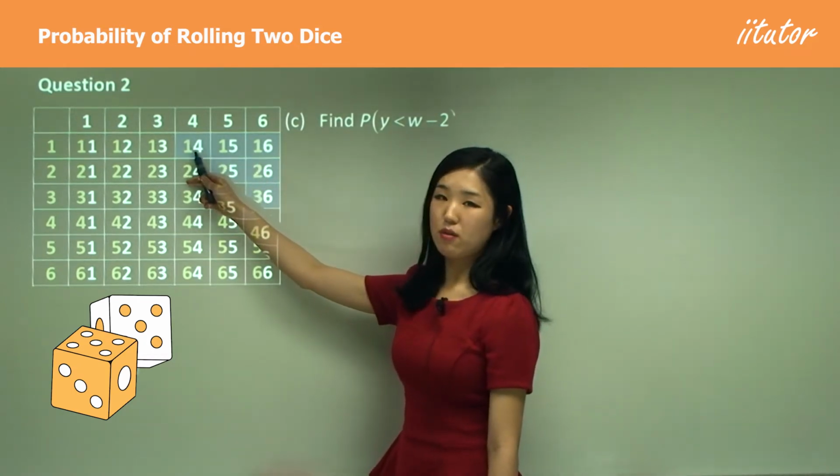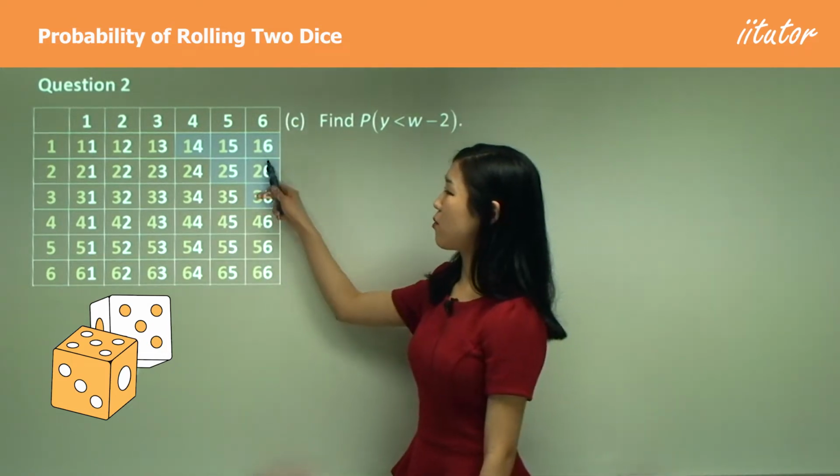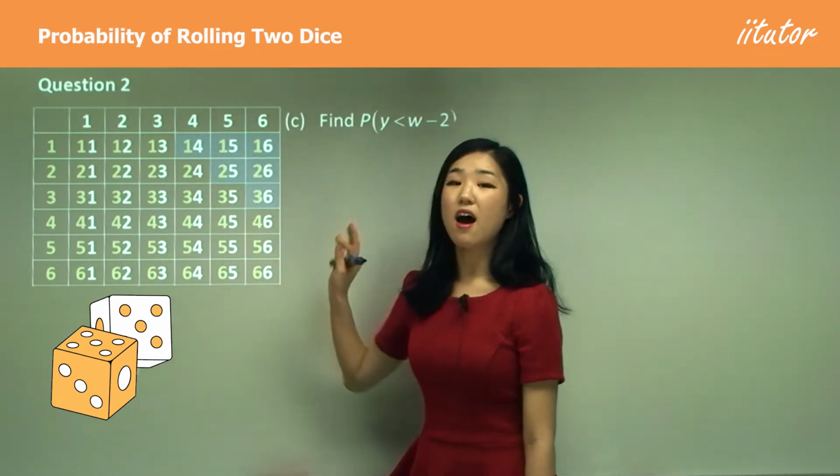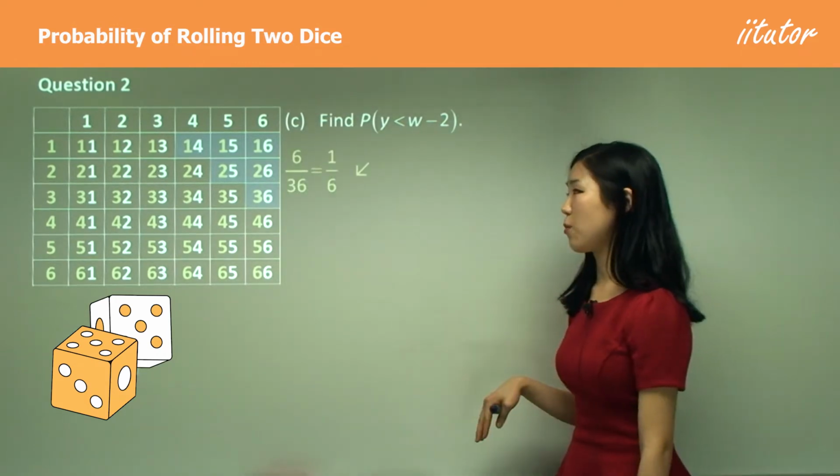And it's this one as well. So you can apply the same way, and you can check for other numbers. You'll find that only 1, 2, 3, 4, 5, 6 of these are the outcomes that satisfy this one. So it's just 6 over 36, which is 1 over 6.